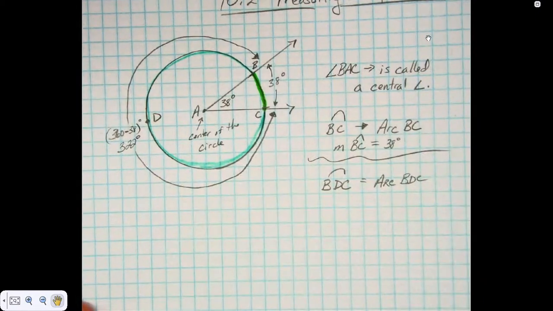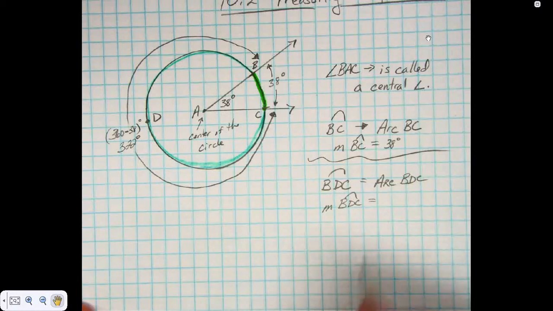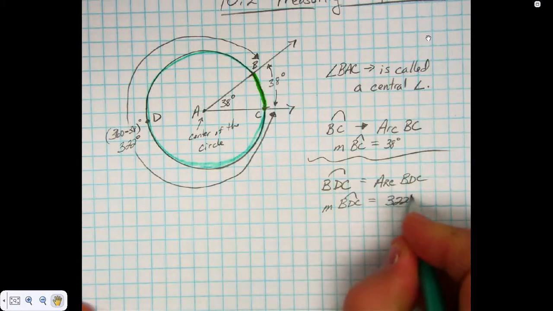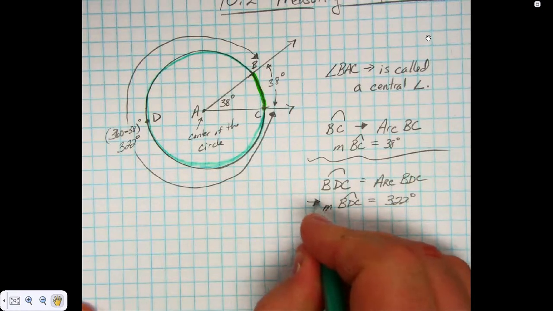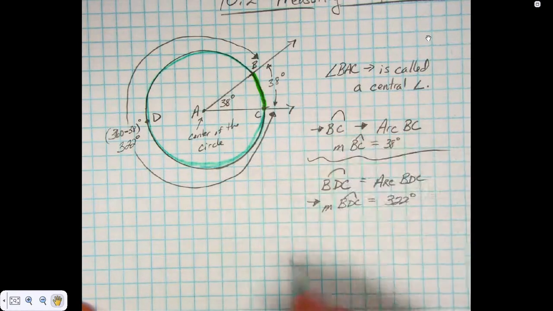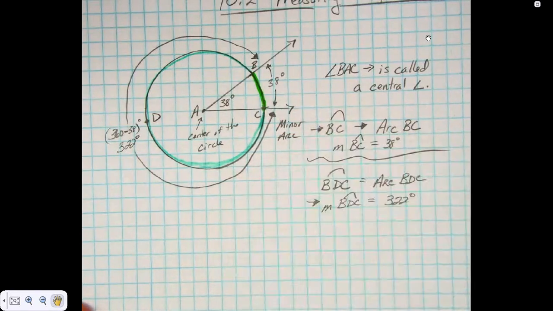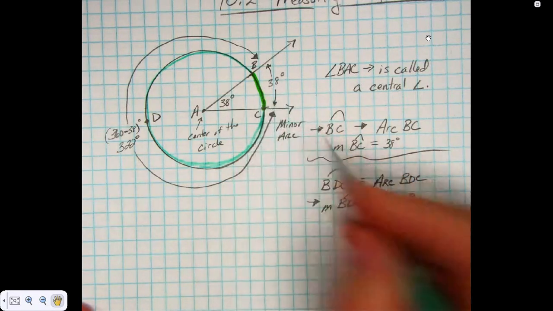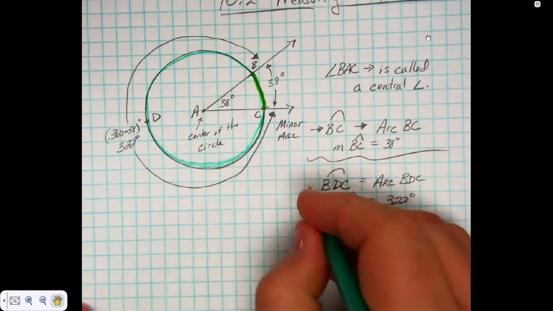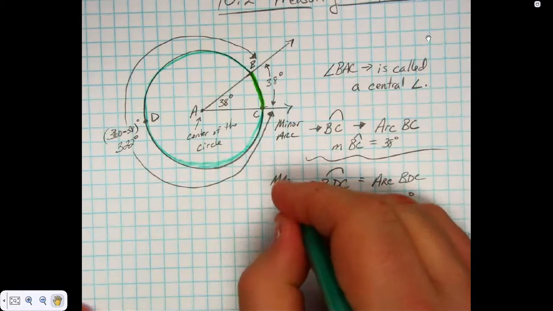That's how that reads. What do you think the measure of arc BDC is? Anybody? Louder. 322 degrees. This right here is called a minor arc. Why do you think it's the minor arc? It's the shorter distance, right? What do you think this one's called if you're guessing a name? This is the major arc.